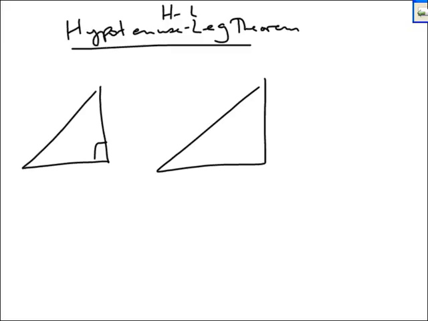If you have two right triangles and the hypotenuses are equal and one leg is equal, these two triangles are congruent. Because if I call this length A, well then that length is A. It's the same length. And I call this side B, well then this side is B. And we will call this X.